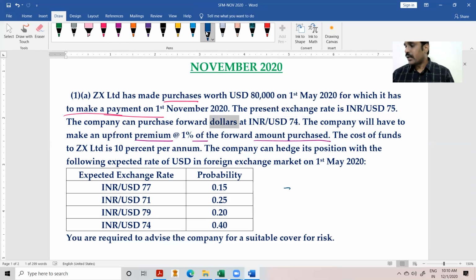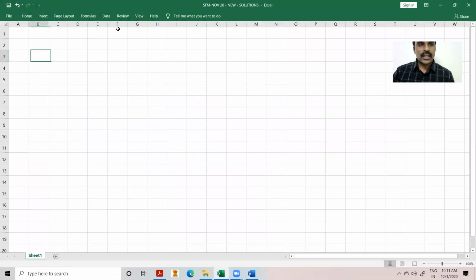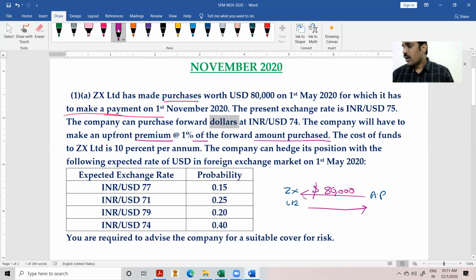Here, if you look at this point, ZX Limited is purchasing 80,000 USD from the authorized person. And on that they will pay 74 rupees. What is that? 80,000 into 74. How much is it? 59 lakhs 20,000. 59 lakhs 20,000 is the rupee amount.